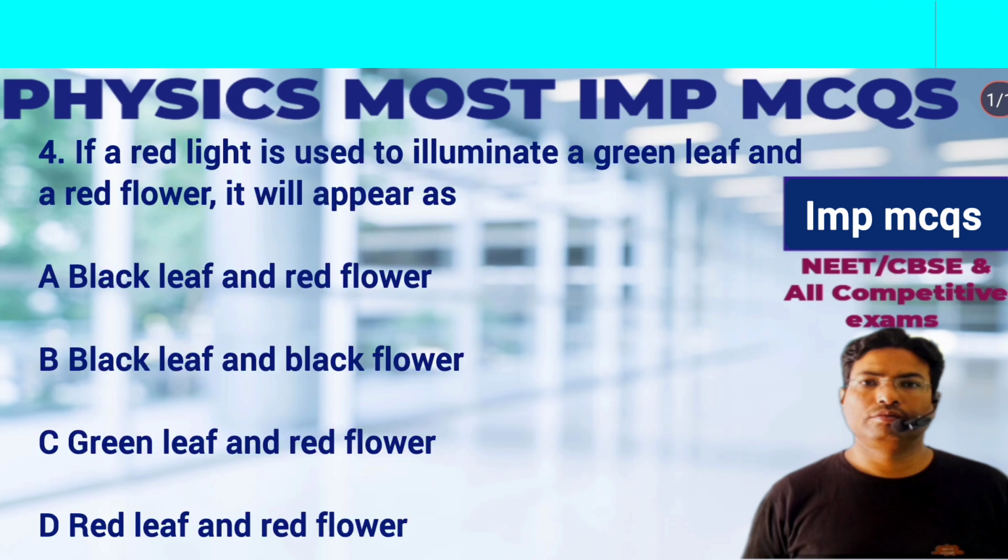Next question. If a red light is used to illuminate a green leaf and a red flower, it will appear as. The correct answer is option A. Black leaf and red flower.